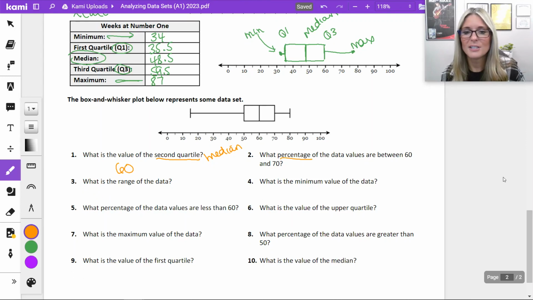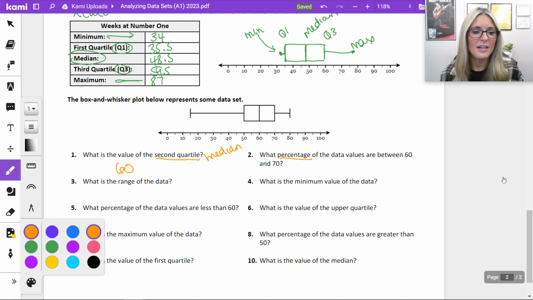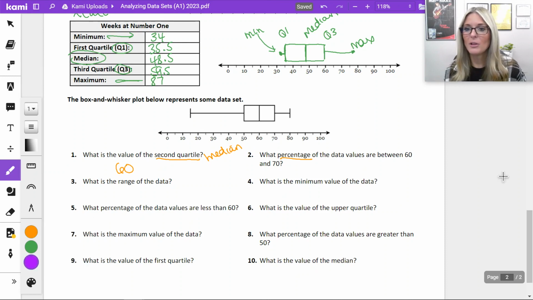Number two, what percentage of data values are between 60 and 70? So on our box and whisker plot, it's broken up into 4 segments. So each segment is representing 25% of our data. So for number two, we're looking at which percentage is going to be between 60 and 70. That's this segment here, so just 25%.